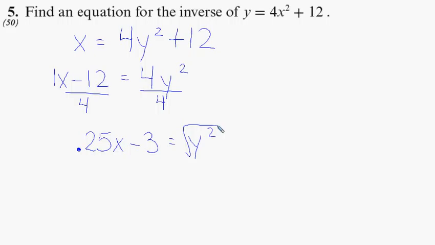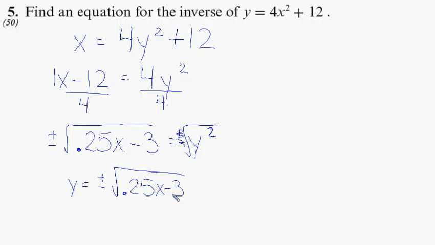But if we take the square root of a squared value, do you remember that it's the positive and negative option, right? Okay, so technically the positive and negative option comes over here. So our answer is y equals plus or minus the square root of 0.25x minus 3.